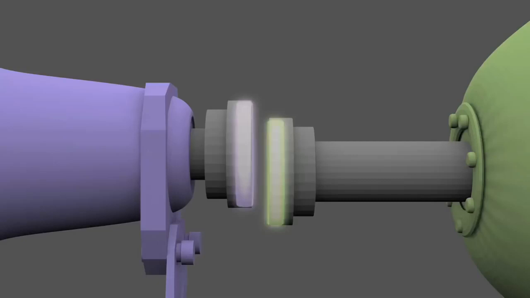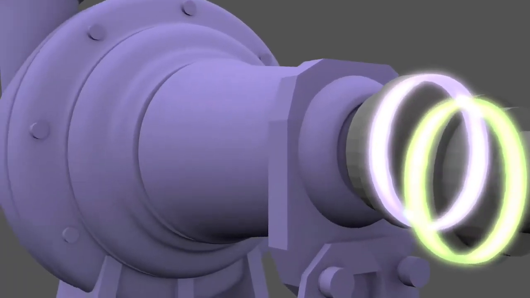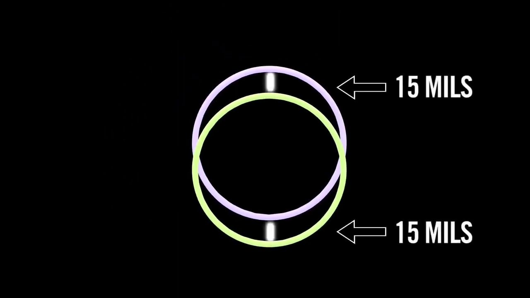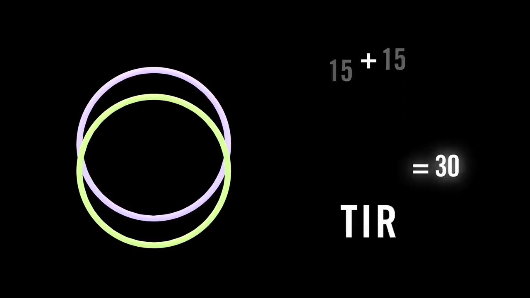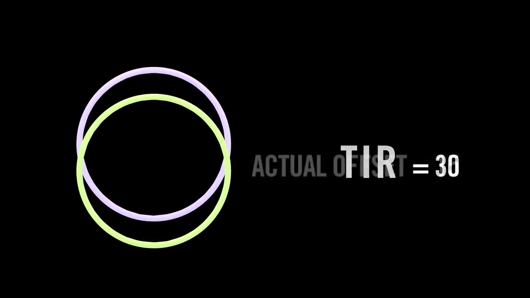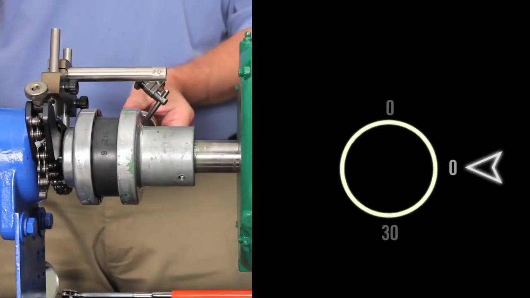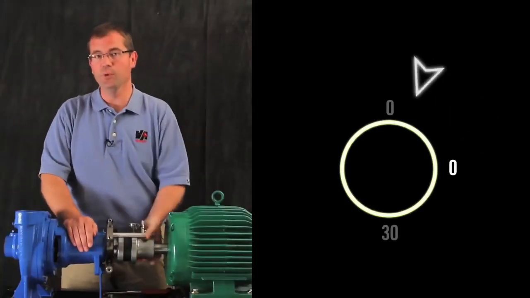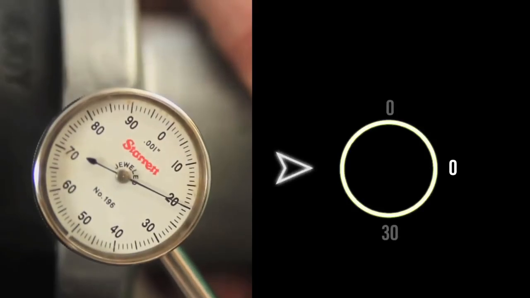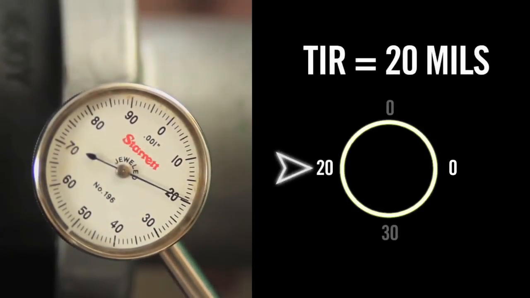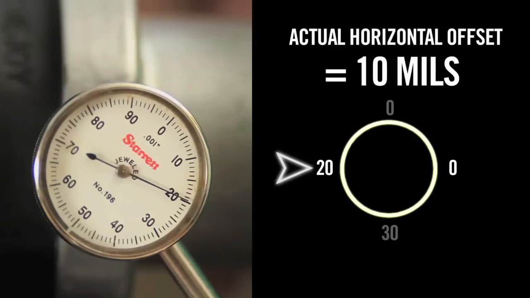This is because when using a dial indicator to measure the relative positions of two shafts, the dial reads the misalignment on both sides of the center line, so the value comes up as twice the actual offset. The same is true if I zero the dial indicator at 3 o'clock and then roll 180 degrees to 9 o'clock. It reads 20 mils, the TIR, but the actual horizontal offset is half of 20, or 10.